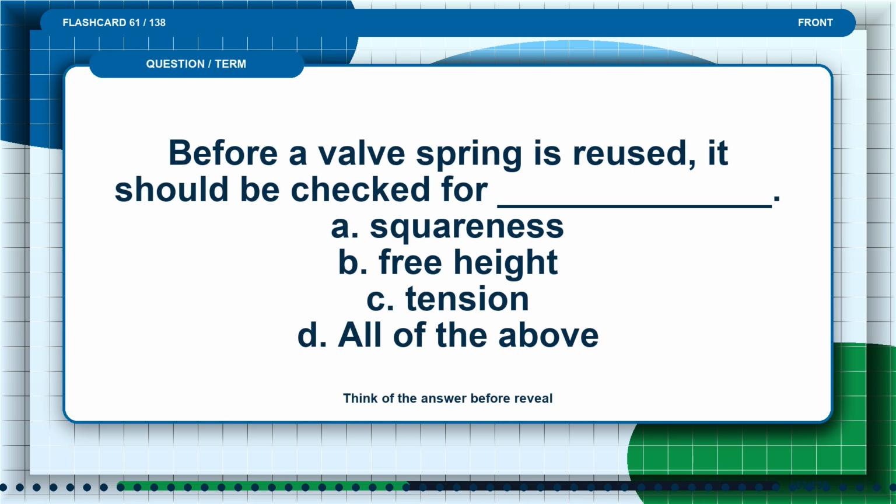Flashcard 61. Before a valve spring is reused, it should be checked for blank. A, squareness. B, free height. C, tension. D, all of the above. Pause and think of the answer before the reveal.